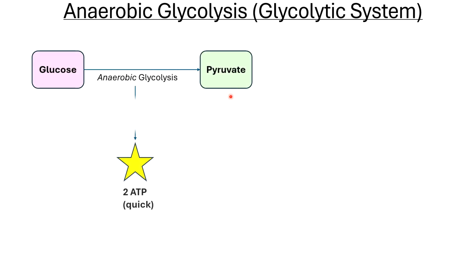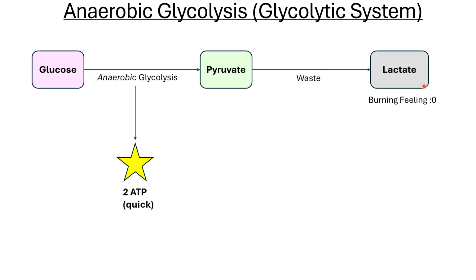The next energy system that will be used would be anaerobic, very important to not confuse with aerobic. Anaerobic glycolysis, also known as the glycolytic system. It involves a glucose being converted into pyruvate, releasing 2 ATP units quickly, not very quickly, unlike the phosphocreatine system, and releasing lactate as a waste, and this causes the burning feeling you may feel during exercise.